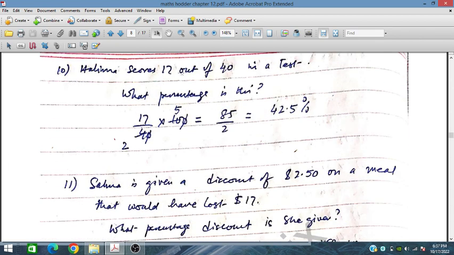Halima scored 17 out of 40 in a test. What percentage is this? So 17 out of 40, 17 divided by 40 multiplied by 100 is equal to 85 by 2, which is 42.5%.